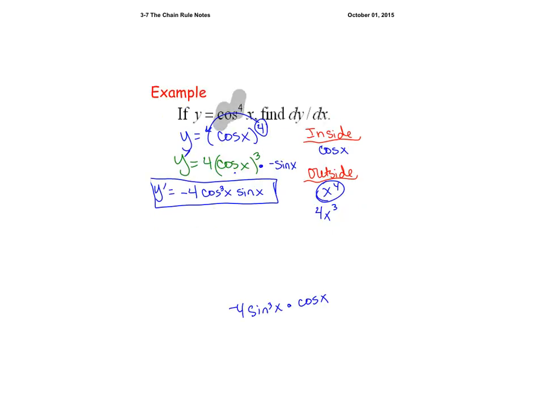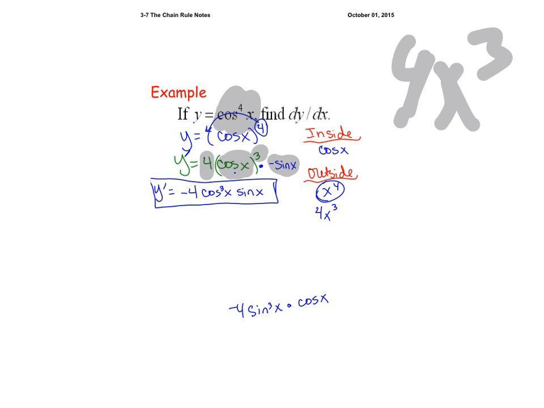Over here, we identified that the outside function will be x to the 4th, which would give you 4x to the 3rd, and inside 4x to the 3rd, that was a cosine, so we're not going to disrespect that. And we've got to multiply by the derivative from the inside. The derivative of cosine will be negative sine. So we multiply them together, we get this.